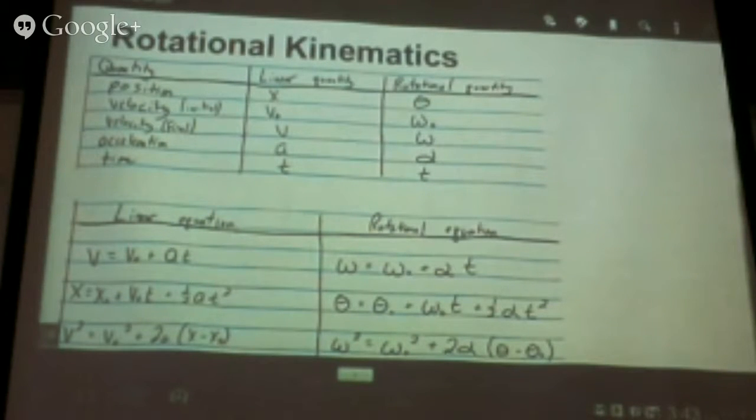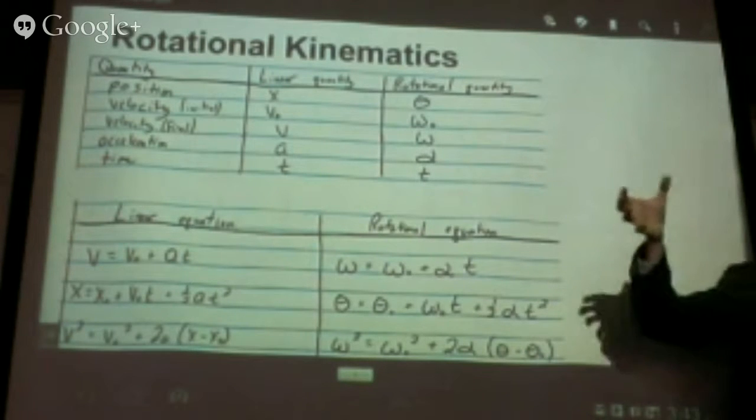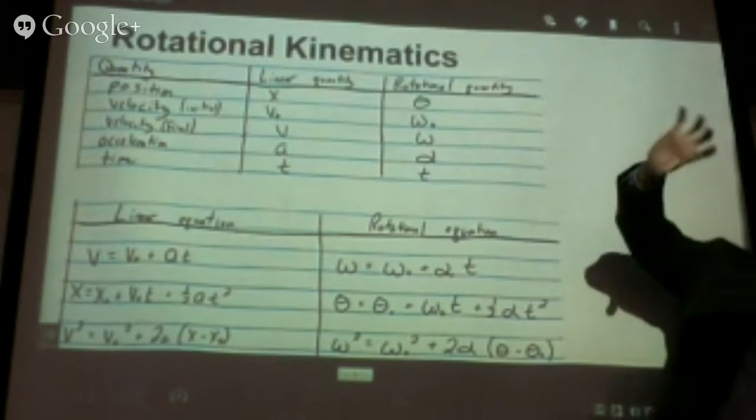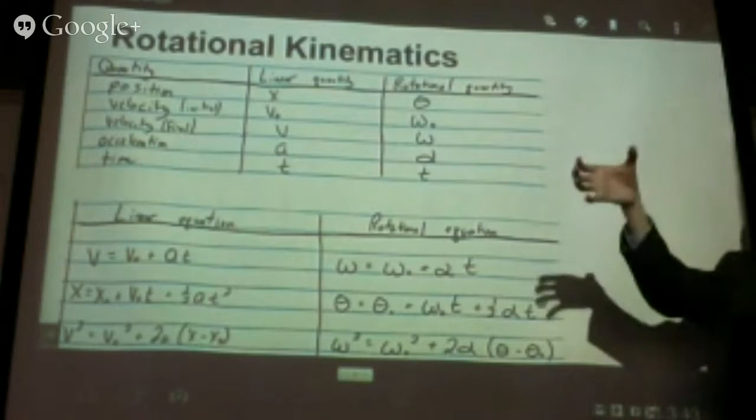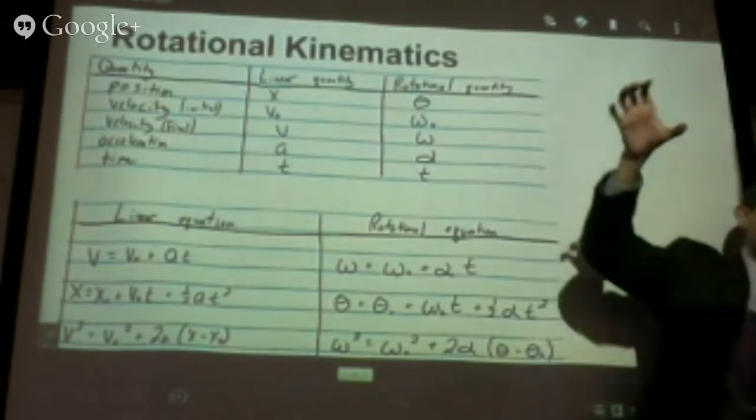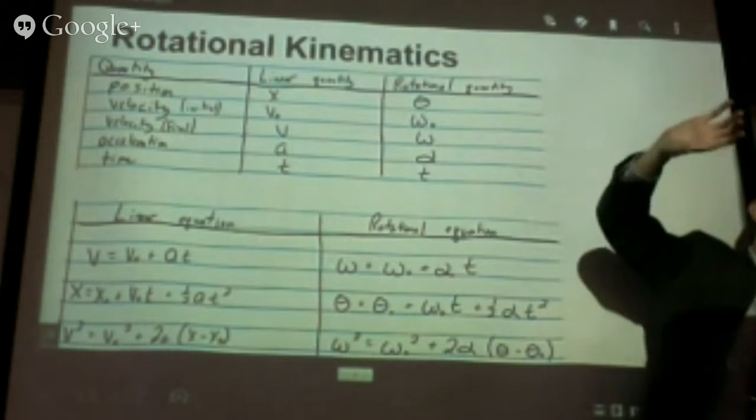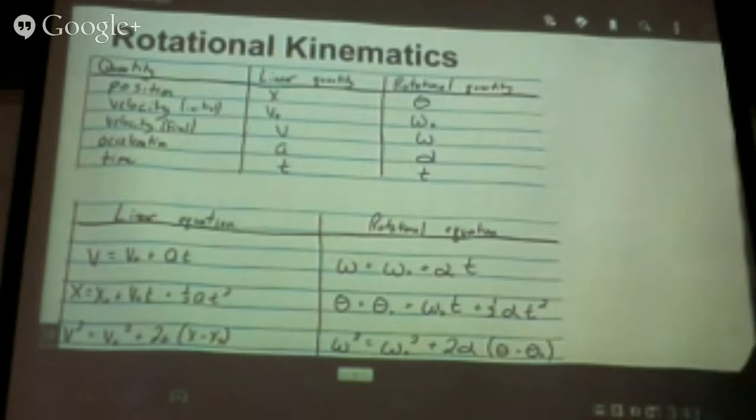For position in linear stuff, we used an X or a Y, but for rotation, we use a theta. So if we have like some circular disk and it rotates halfway around, we could say it starts at a position of 0 and ends at a position of halfway around a circle, which would be pi radians.